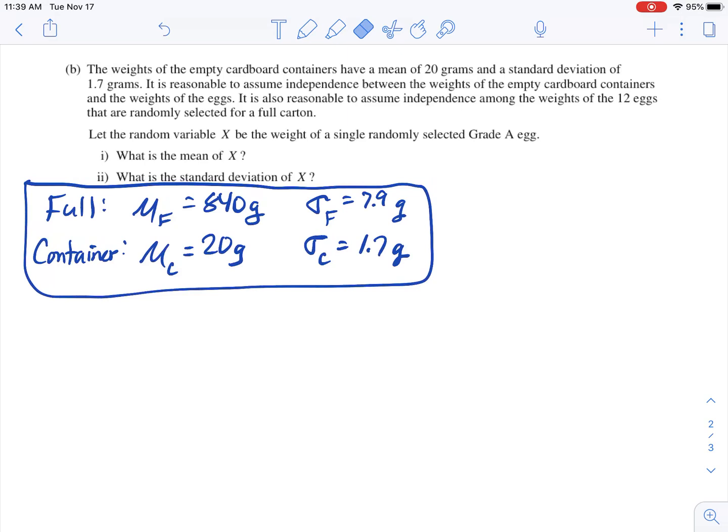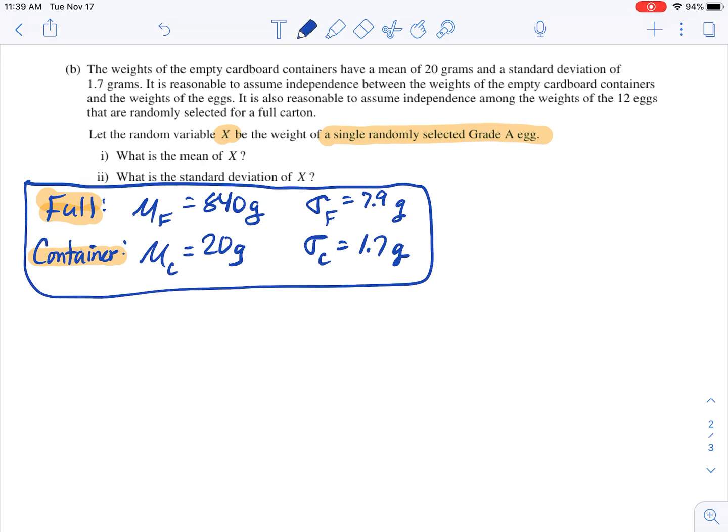In part A, they told you that the full cartons, which is 12 eggs and a container, has a certain mean and a certain standard deviation. And then in part B, they told you what just the container weighs and its standard deviation. What we're trying to figure out now is about random variable x, which is going to be a single egg. That's one thing we don't know. We know what the full container weighs, and we know what just the container weighs. A full container, though, has 12 eggs plus a carton or a container.